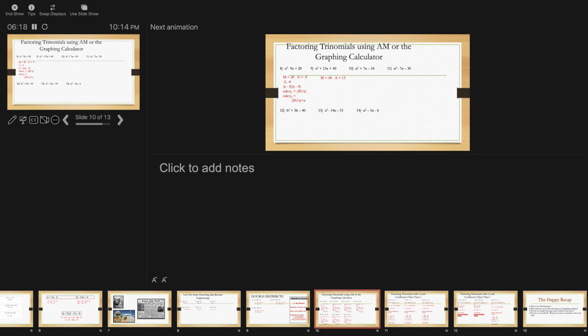Okay, for number 9, I'm looking for two numbers that multiply out to 40 and add up to 13. They are 8 and 5. So my factors are x plus 8 and x plus 5. But what if you're not so good with your multiplication facts and your number facts and your addition facts? It's not a problem. You go to your graphing calculator.